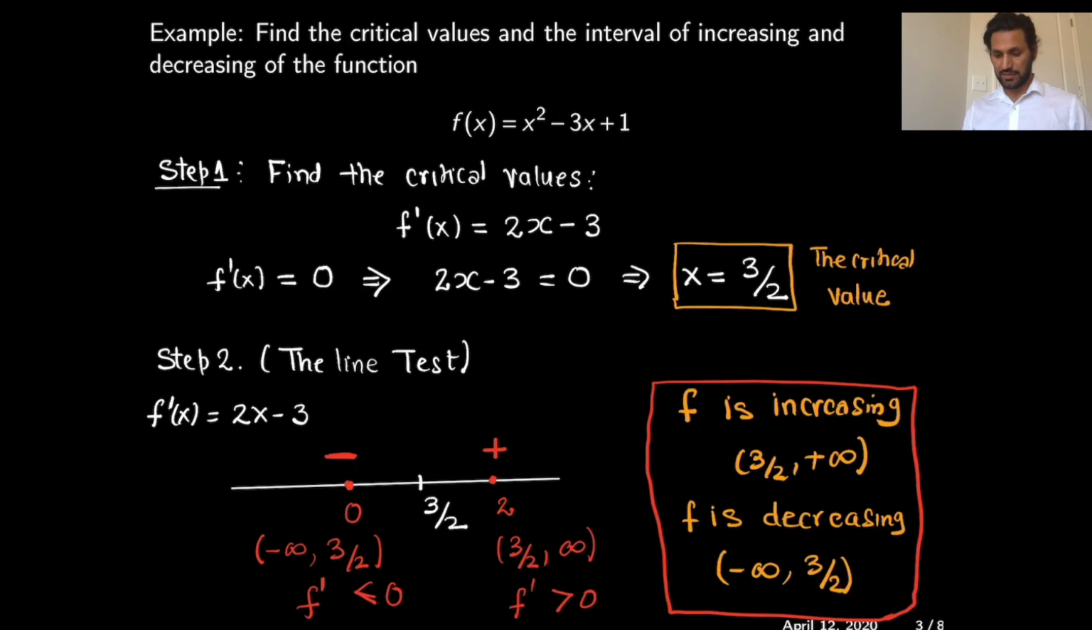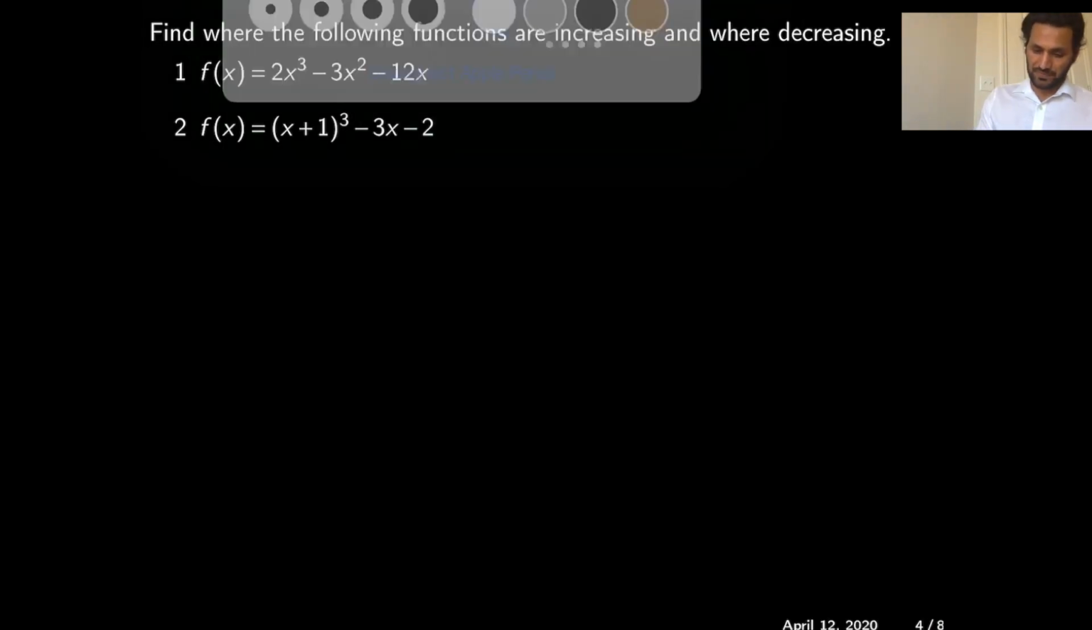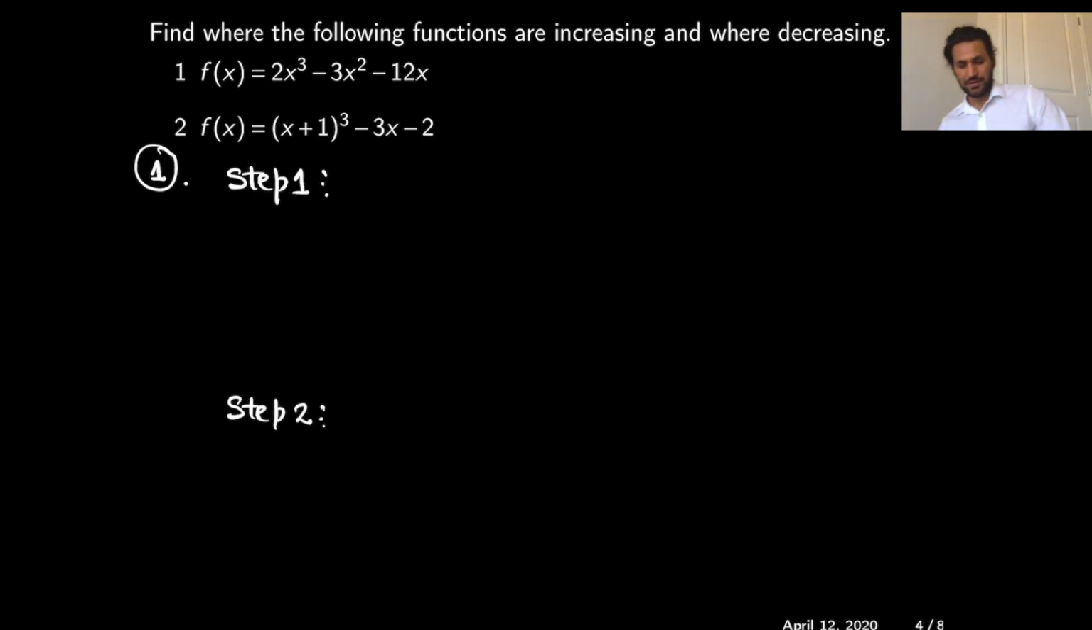Let's take one more example where we will find the intervals of increasing and decreasing. In this slide, I have two more examples. I'm going to start with the first one. Again, in the solution for the first one, we have two steps. In step number one, we will find the critical value, and in step number two, we will do the line test. So step number one is calculating the derivative of the function.